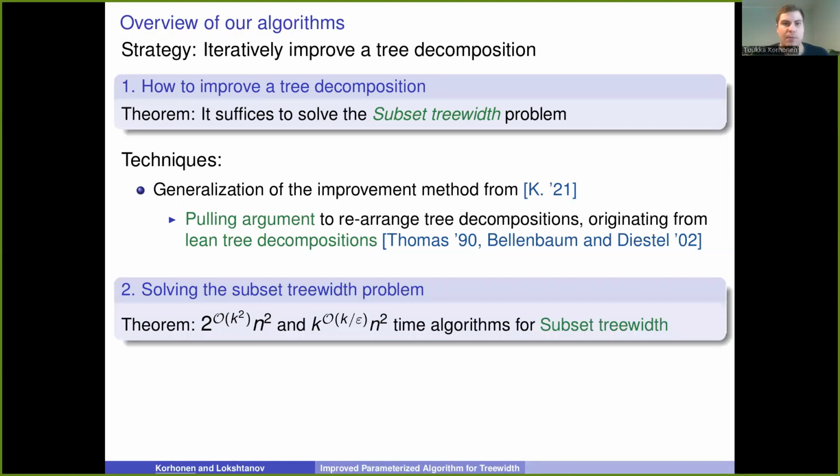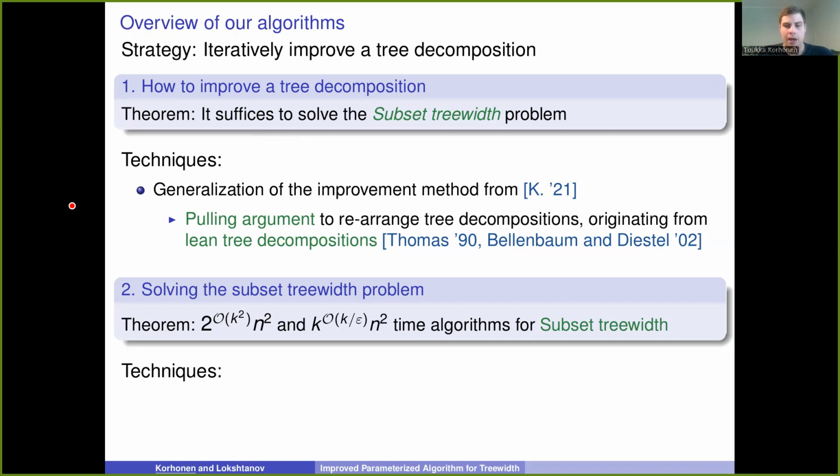And then the second part of our proof is, of course, actually solving this subset Treewidth problem. So we give an exact algorithm and an approximation algorithm for the subset Treewidth problem that, combined with this first theorem, give our main results, this exact algorithm and approximation algorithm.